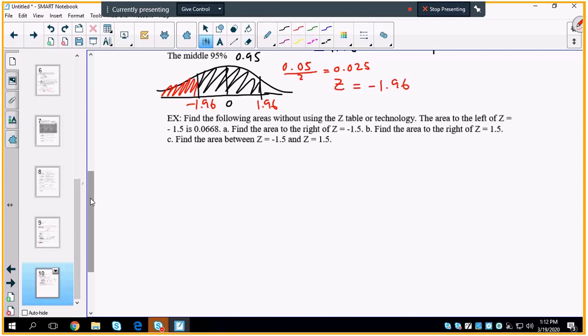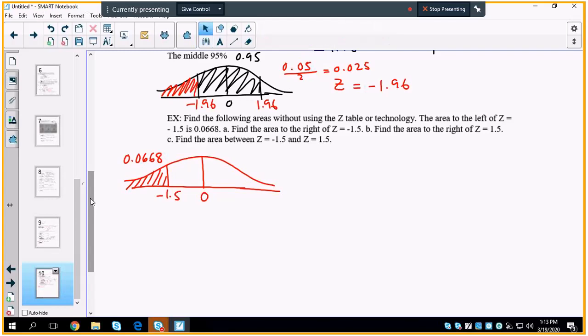Find the following areas without using z-table or technology. The area to the left of z equal to negative 1.5 is given. Let's draw that. I'm not going to use the z-table, just the symmetry. This is 0, and I said left of negative 1.5. This area is given to you as 0.0668. Let's try to use that to answer our questions.